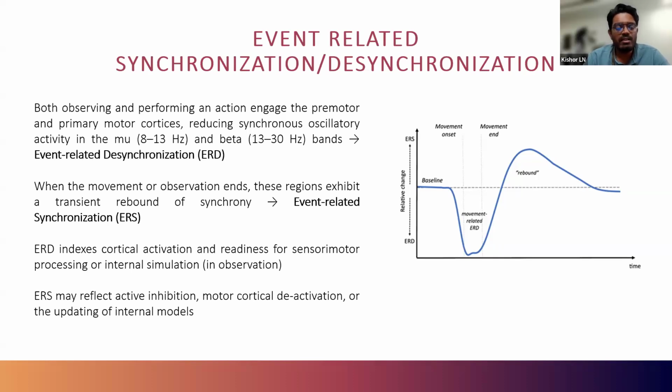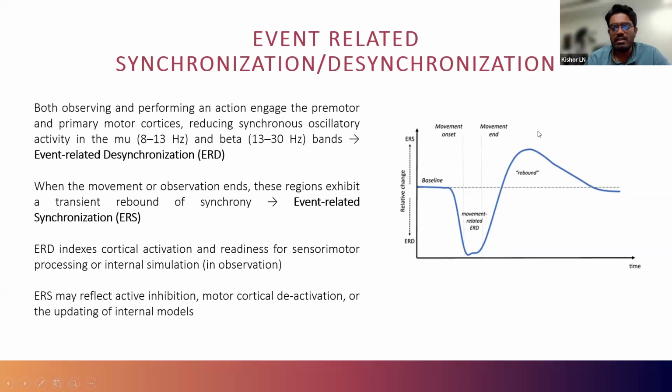So ERD is when, let's say, a certain person performs a motor activity or even imagines performing a motor activity. What's going to happen is in the premotor and primary motor cortices, there's going to be a reduction in the synchronous oscillatory activity, which will show up as a drop in the overall power. And that you can see in the graph here, that is called ERD. And then the rebound after that is called the event-related resynchronization, or ERS.